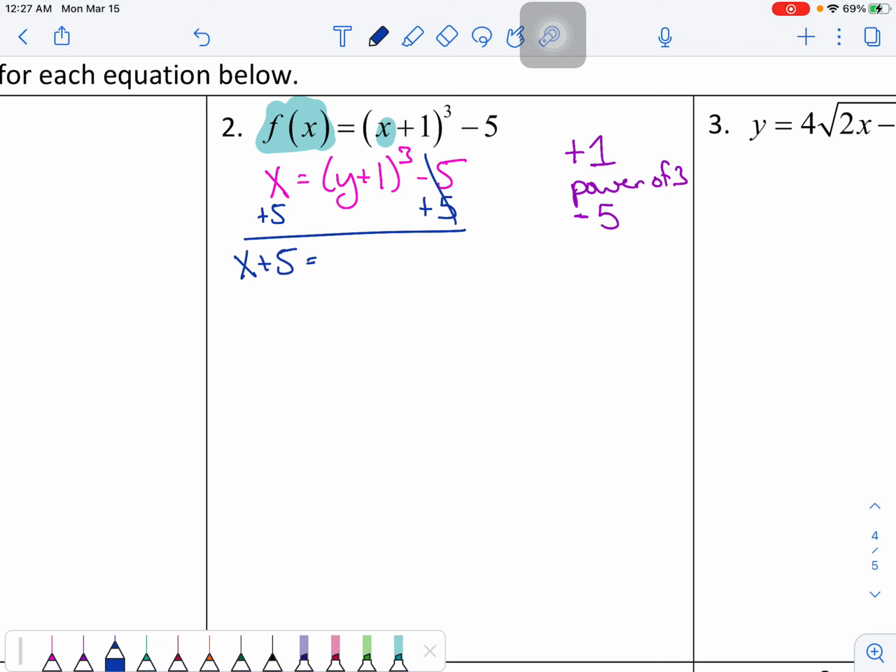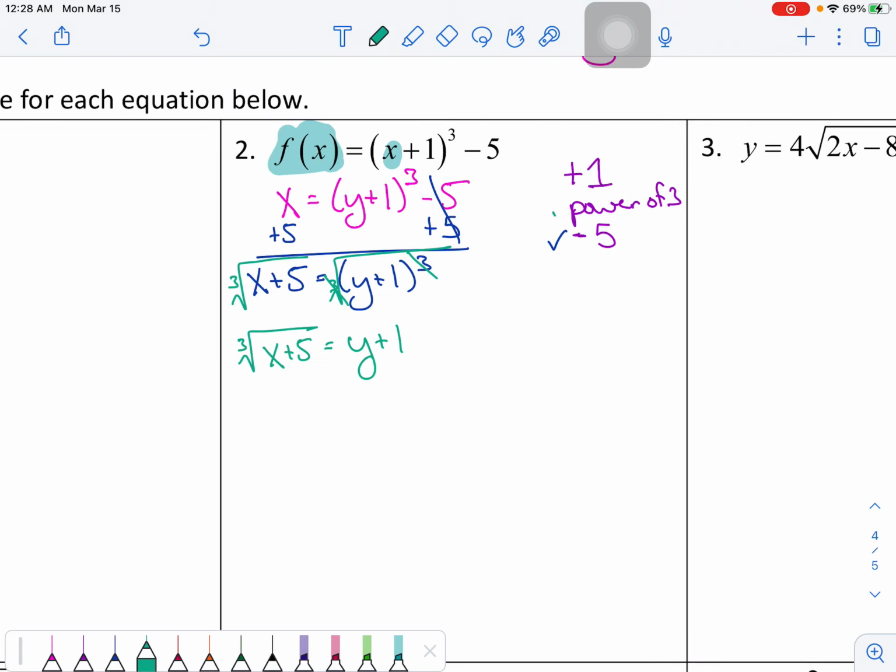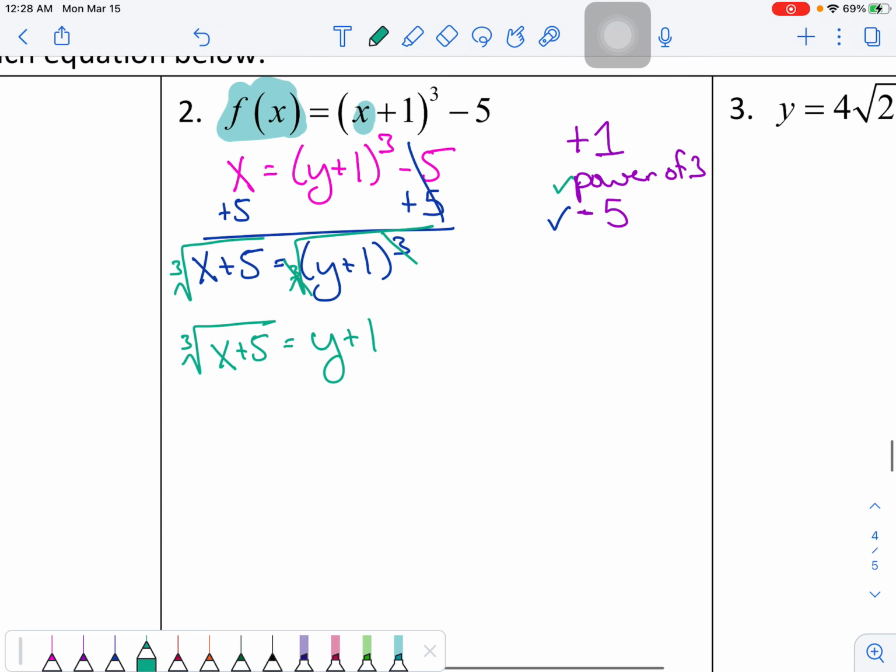So that will cancel. I'm going to have x plus 5 is equal to y plus 1 cubed. That part's now done. Actually, I'm just going to put a little check mark there. Next thing I have on my list is the power of 3. Well, the inverse operation to a power of 3 is going to be the cube root. So I'm going to take the cube root of both sides. So on the left side, I've got the cube root of x plus 5. On the right side, the cube root and the power of 3 cancel each other out. That's kind of the point of them. And so now the power of 3 is done.